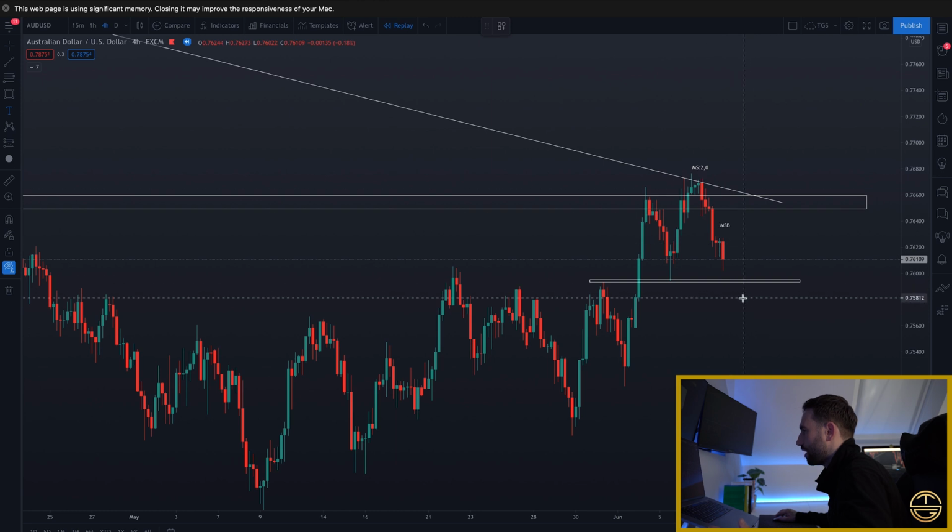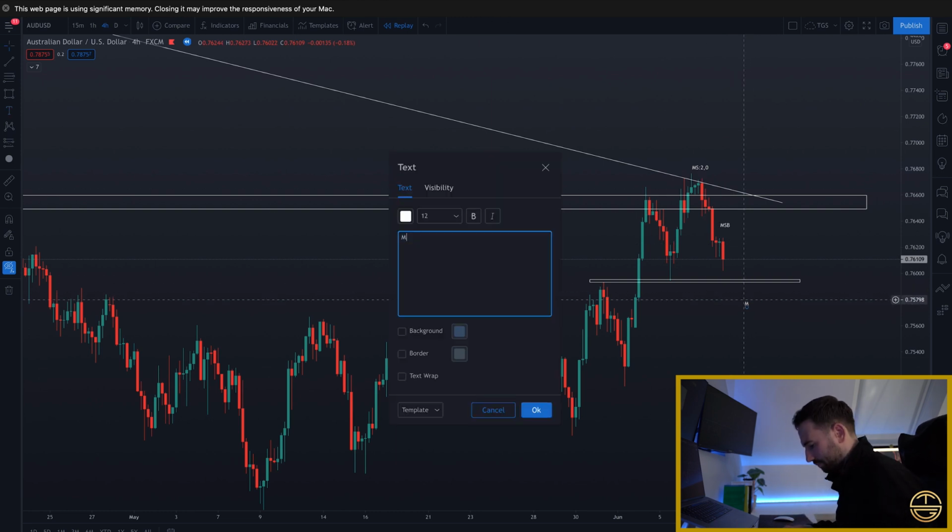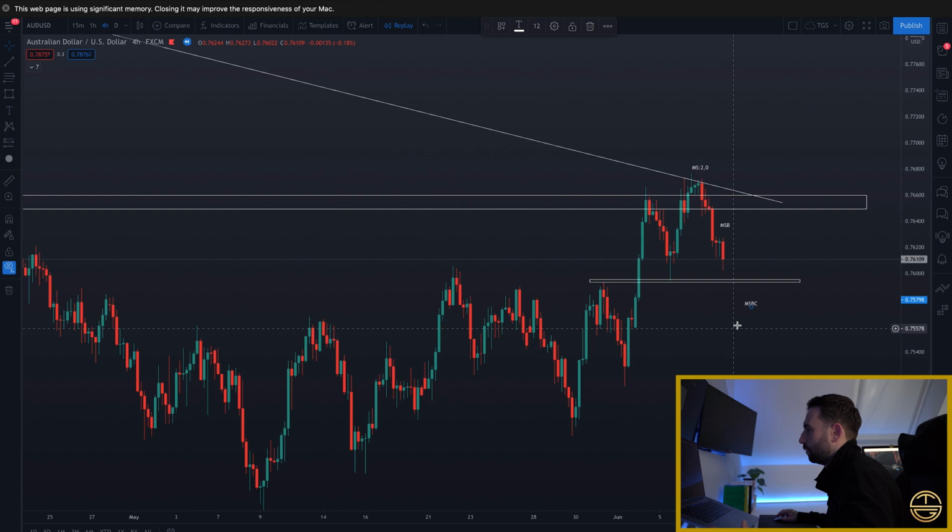So we've got all three strategies, they work together. This is why they're so powerful. And also if you miss one, you can get the next one. You miss this one, you get the next one. So there's three strategies all working together.